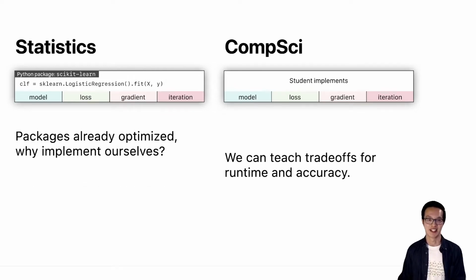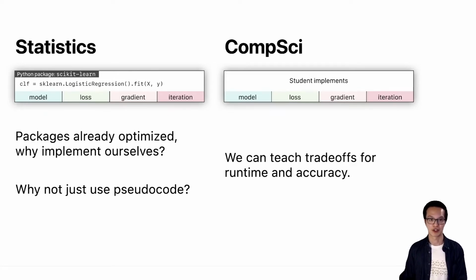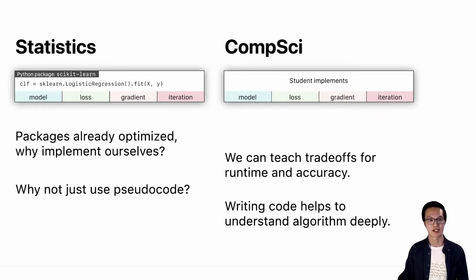To this point, stats instructors said, why can't we just use pseudocode to teach these same trade-offs? Why do we need students to implement gradient descent in real code? In response, the CS instructors noted that writing code helps students understand algorithms more deeply.